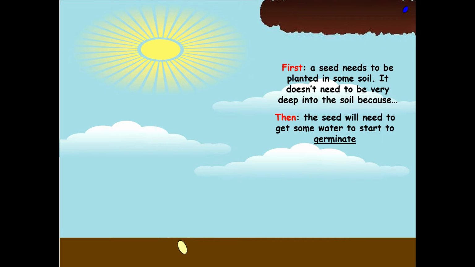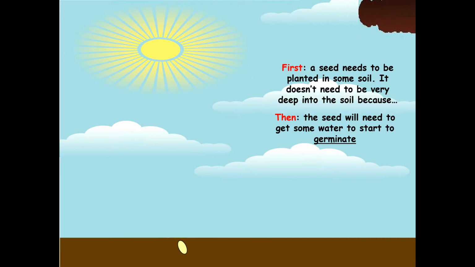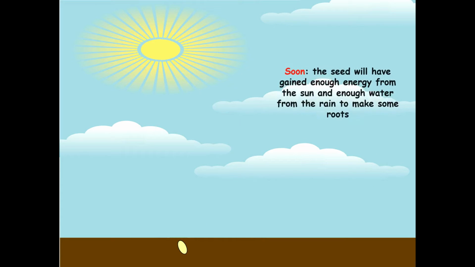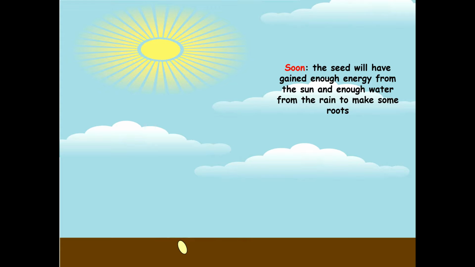Here comes the cloud, and there's the water. The water comes from the cloud and it's rain. Now, you don't just need rain, we can use a watering can as well, which we will do in the classroom. After this, you'll need lots and lots of sunlight. Now, the sunlight gives the seed energy to have strength to begin to grow. Okay, soon after this, the seed will have gained enough energy and strength for it to be able to begin to make roots.